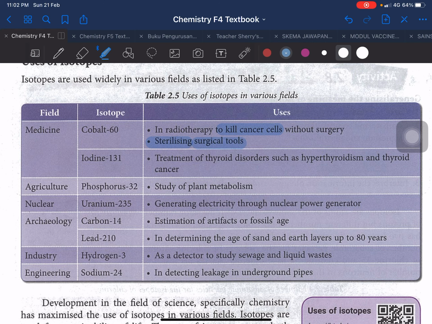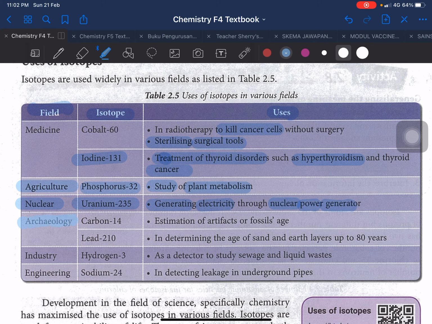Mensterilize ataupun membersihkan alat pembedahan. Iodine-131, treatment of thyroid disorder such as cancer or hyperthyroidism. In the agriculture field, isotope phosphorus-32 is used to study the plant metabolism. In the nuclear field, isotope uranium-235 is used to generate electricity through a nuclear power generator.